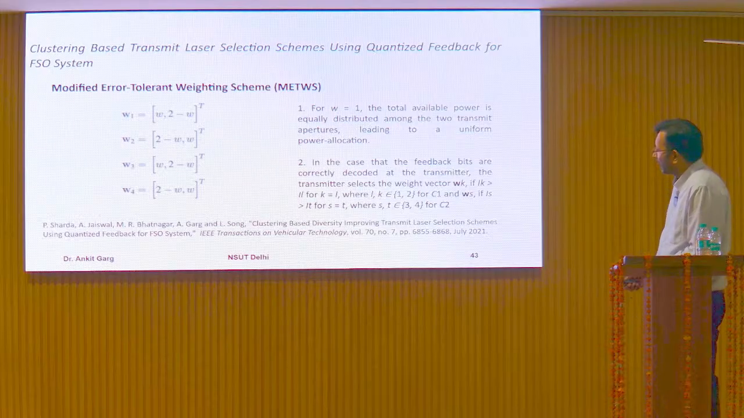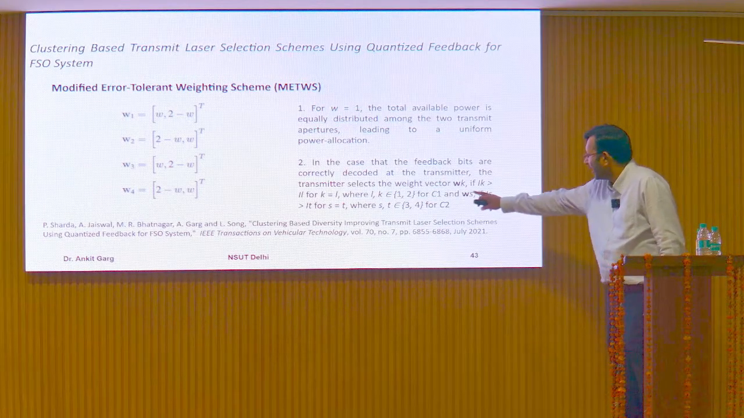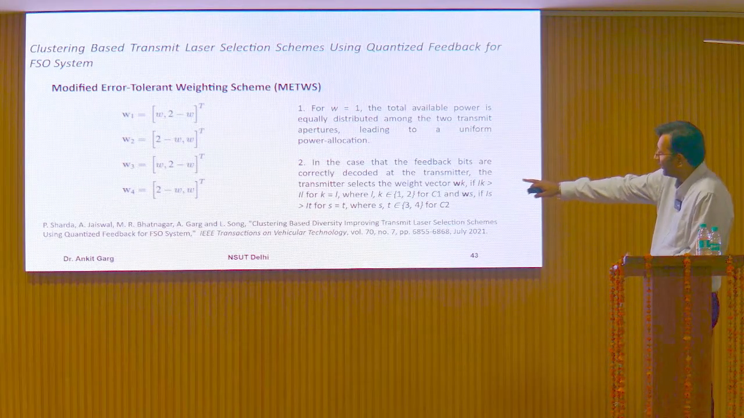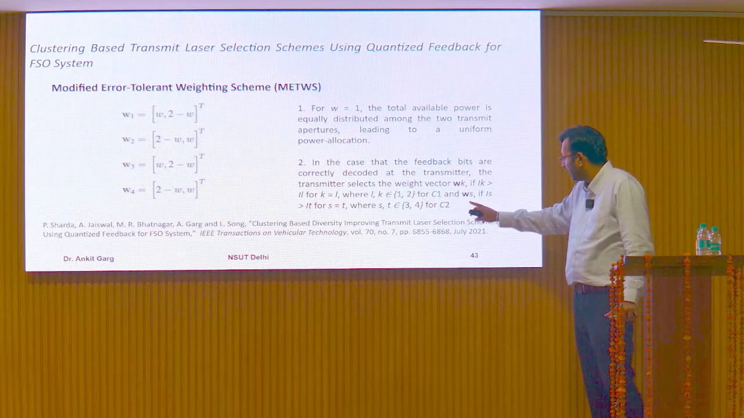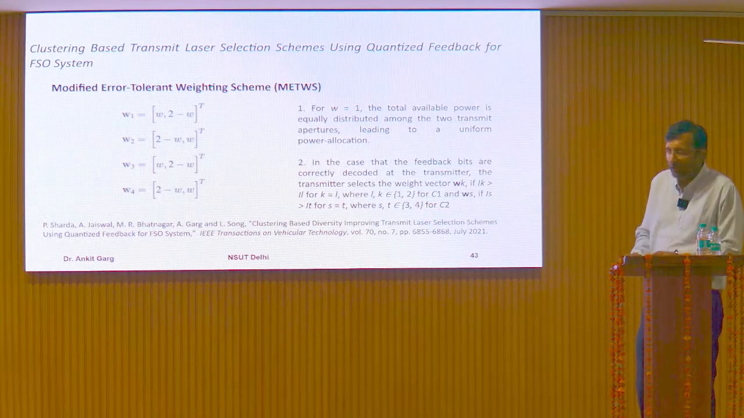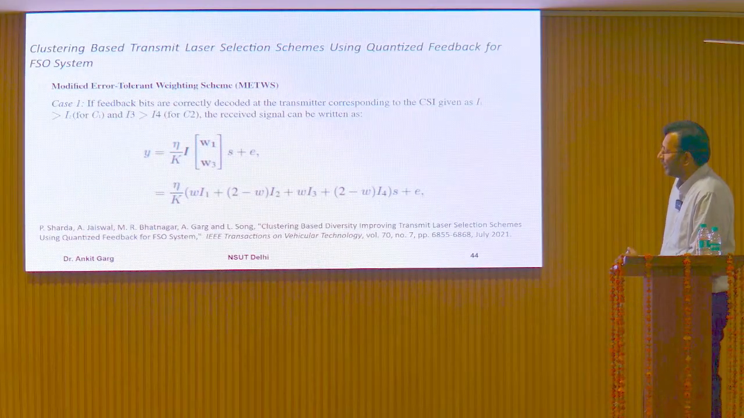Then it can easily be generalized with the help of this W_K, if I_K is greater than I_L for K equals to L, right? Where K is 1 to 2 for cluster 1, and for cluster 2 it is 3 to 4, to select the best antenna from each cluster. So this is the input output relation that is received at the photodiode, right, including the weights.